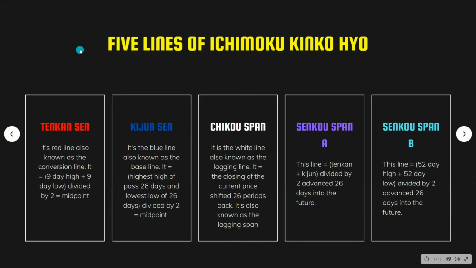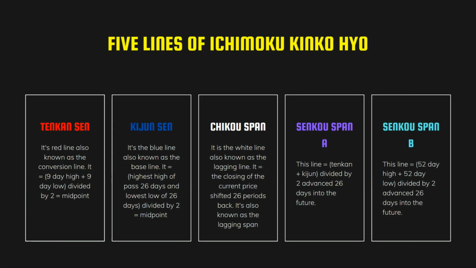So the five lines of Ichimoku Kinko Hyo, you have five components. You have your Tenkan-sen, you have your Kijun, you have your Chikou Span, and Senkou Span A and Senkou Span B. So starting off with the Tenkan-sen, our first line, which is the red line, also known as the conversion line. It equals the 9-day high and the 9-day low divided by 2, which will give you that midpoint.